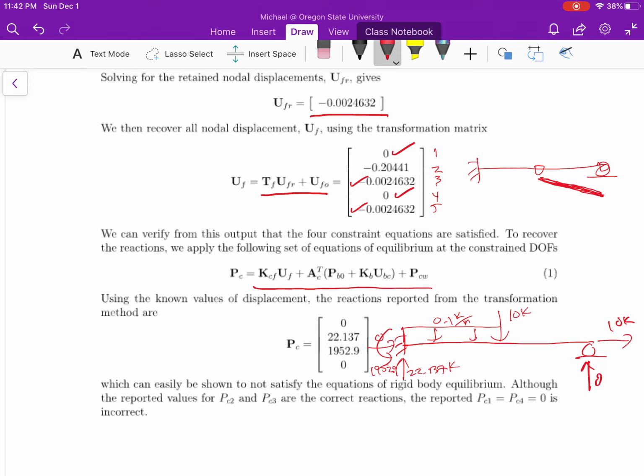and 0 here. I think it's pretty easy to tell that these reactions do not satisfy equilibrium, certainly not horizontal equilibrium. We have 0 at the fixed support, 10 kips there. These two vertical reactions do not add up to 22 as they should. So the transformation method as implemented at the structural level here doesn't give us the correct reactions.